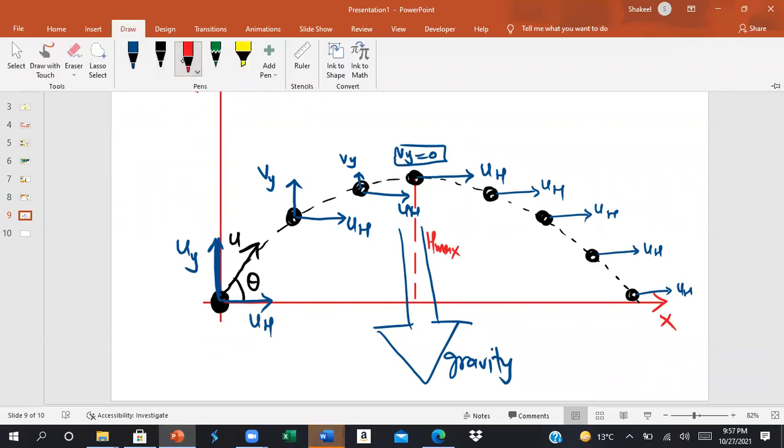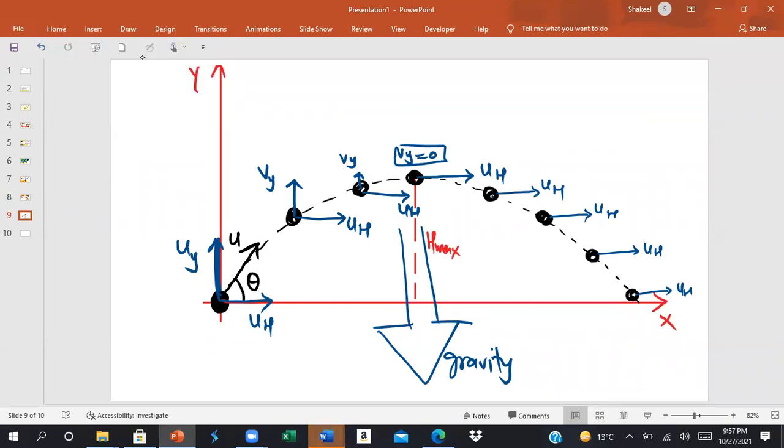But if we talk about the vertical component, then it will start increasing. It reverses its direction and starts increasing again. So that's how this works, because the vertical component is parallel to gravity. That's why its value keeps on changing.